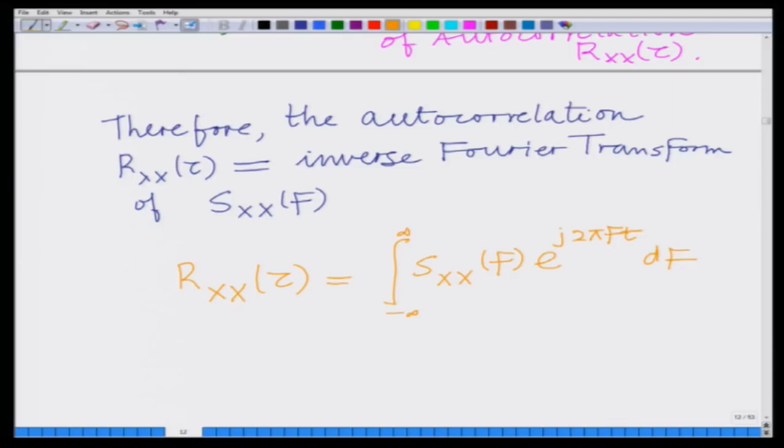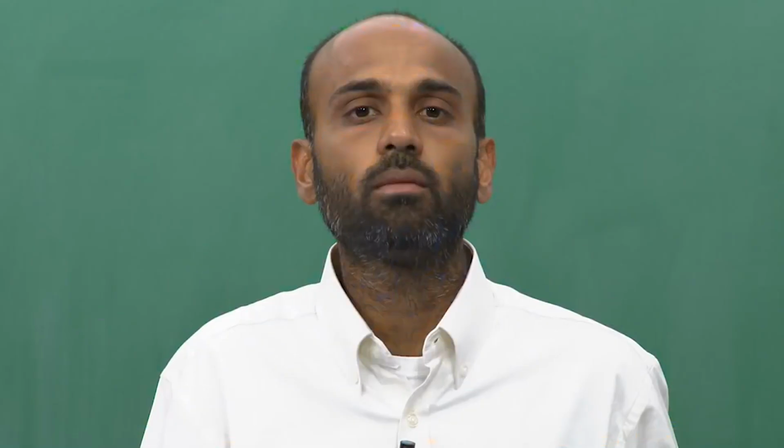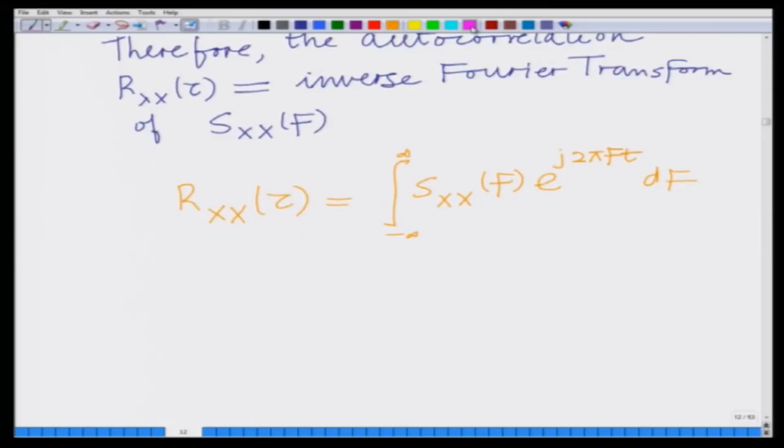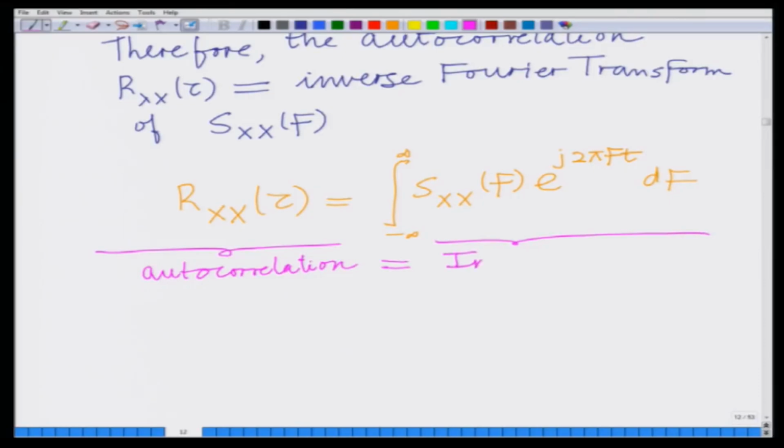So, the autocorrelation function Rxx(tau) is the inverse Fourier transform of the power spectral density Sxx(f), which is basically the integral from minus infinity to infinity of Sxx(f) e to the power of j 2 pi f tau df, that is, the integral with respect to f over the frequency domain. Let me just clarify this again. Autocorrelation is equal to the inverse Fourier transform of the power spectral density.